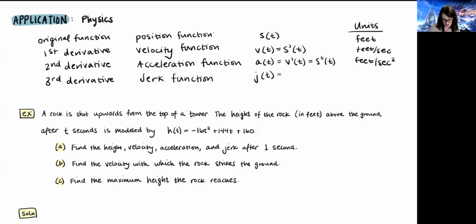So anyway, we call this little j of t. It could be thought of as the derivative of acceleration. It would be the second derivative of velocity, or it would be the third derivative of position. And this would just continue on in this trend. This would be feet per second squared per second. So this would be feet per second cubed.